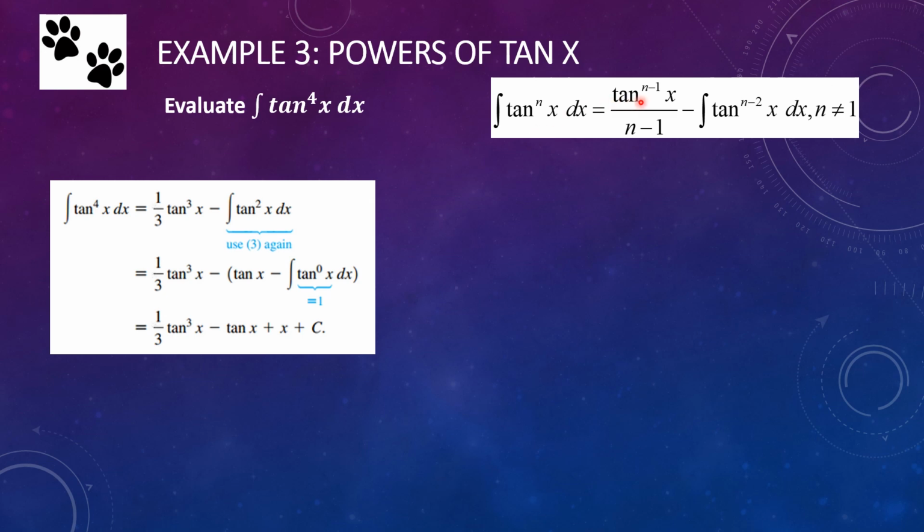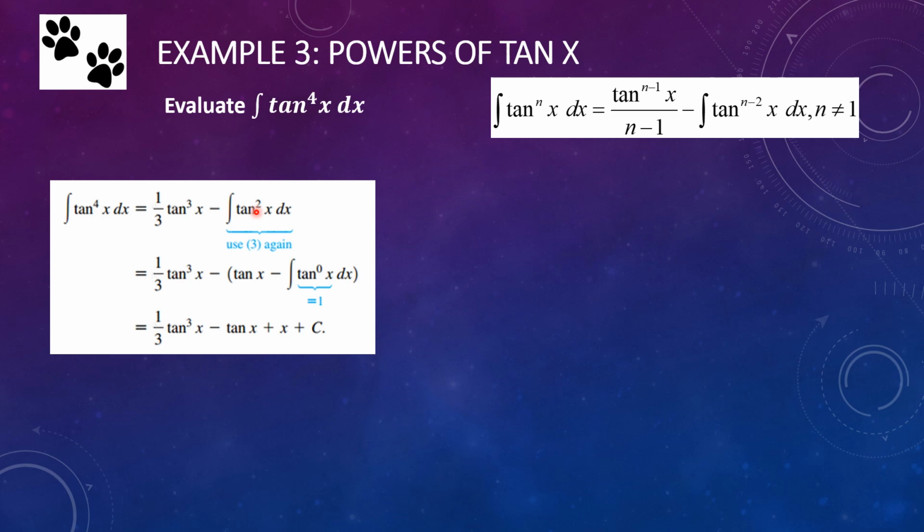So remember, now we have tangent to 1 less, so we have tangent cubed over 3, which is the same as 1/3 tangent cubed. Remember n is our power on the original problem, so n equals 4. So we get 4 minus 1 in the denominator, which is 3, times tangent cubed of x, minus, here n is 2, the integral of tangent squared x dx.